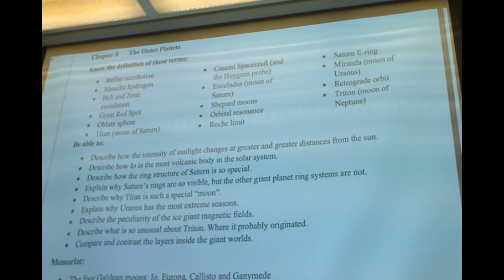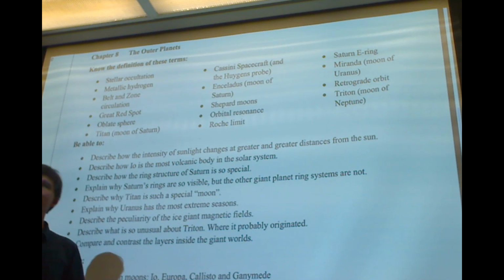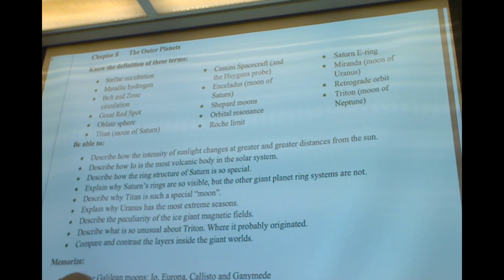Okay, it doesn't matter. What are belt and zone circulation evidence of? And which planets do you have them in? Which planets display belt and zone circulation most prominently? Jupiter and Saturn. Now, actually, Uranus and Neptune have them too, but not as prominent. So the answer is Jupiter and Saturn. Okay. And what kind of process is happening because of belt and zone circulation?